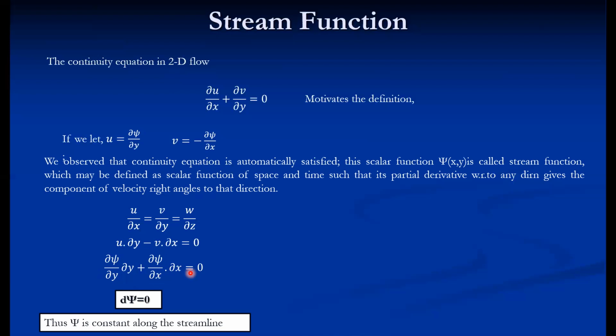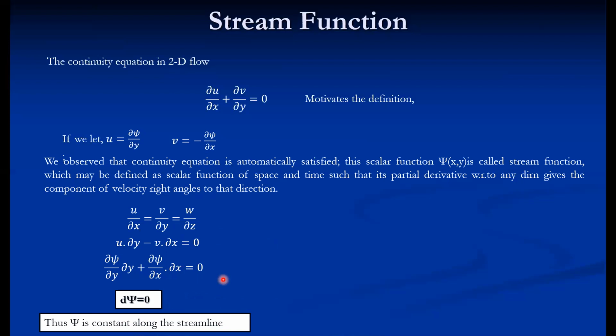So the stream function name is given after this particular expression, because if you put the values of u and v in terms of the stream function, then ψ is equal to constant. That means this function remains constant along a streamline.